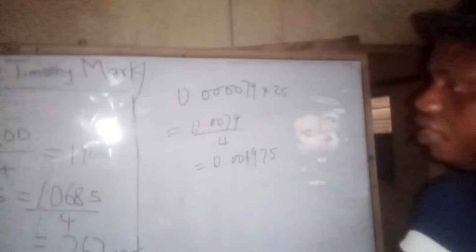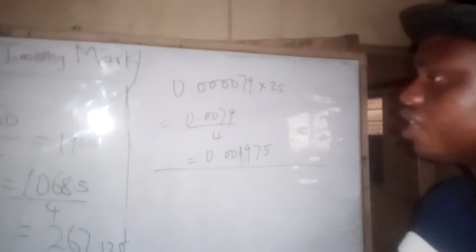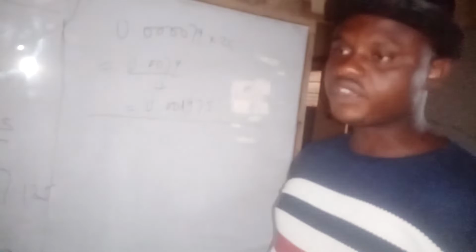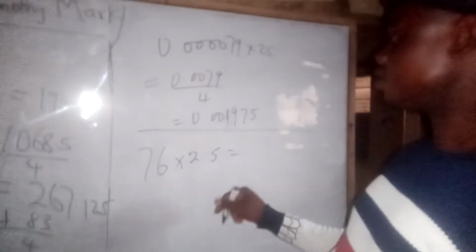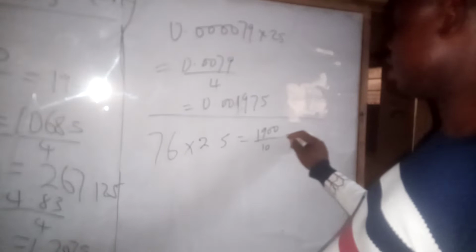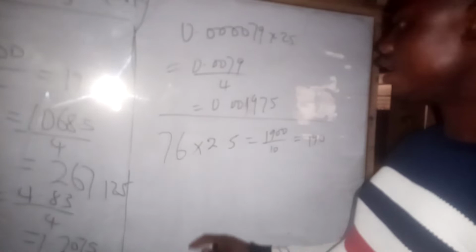Now, if I multiply by 2.5, I know that is 1/10 of 25. Why is it 1/10? You get 2.5 by dividing 25 by 10. So whenever I multiply a number by 2.5, the answer you get by multiplying by 25 is divided by 10. So I have something like 76 times 2.5 now. I know that this is as good as saying 1,900 all over 10, and that is 190.